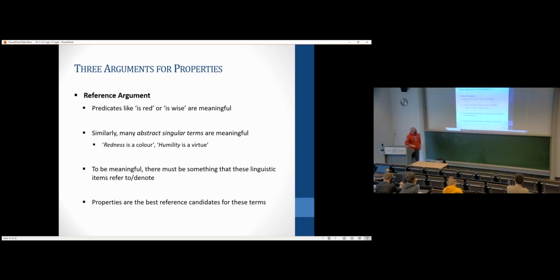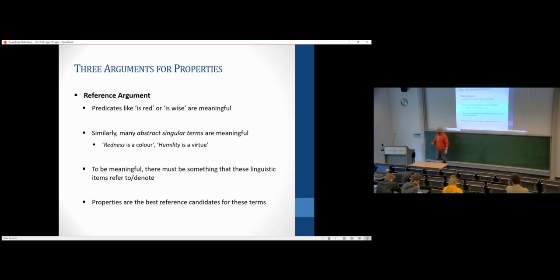So our first premise says, hey, predicates like is red or is wise are meaningful. I can say things like Socrates is wise, and that actually is a meaningful sentence that expresses something. It's not like me just going blah, blah, blah. There's actual meaning to Socrates is wise. It says something.